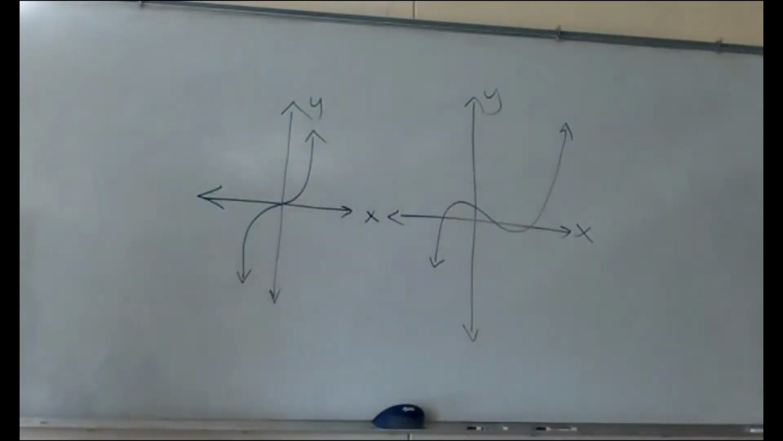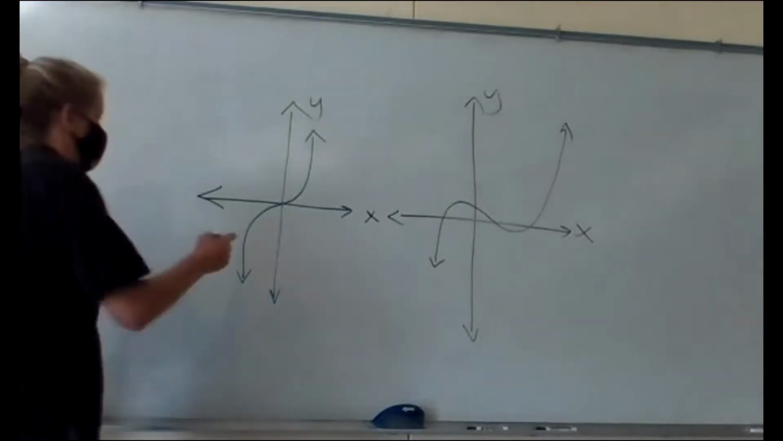So if I'm an x to the 3rd graph, what should be my maximum number of x-intercepts? Whatever the highest exponent is. If I'm an x to the 3rd graph, my highest exponent is a 3. So let's see, how many x-intercepts does this one have?